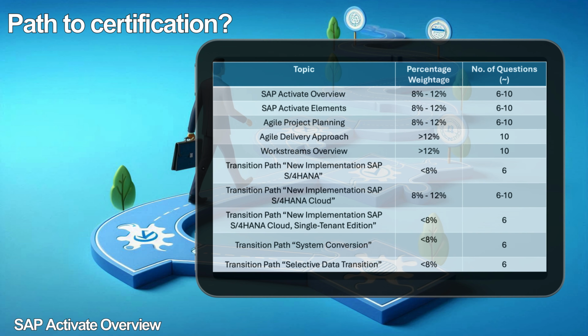The SAP Activate Project Manager certification verifies the candidate's competency in managing an S/4HANA implementation project. It ensures that the successful candidates have the sound knowledge, expertise, and experience in applying the methodology, tools, and techniques to implement SAP S/4HANA projects. I believe it also tests advanced level of business skills.